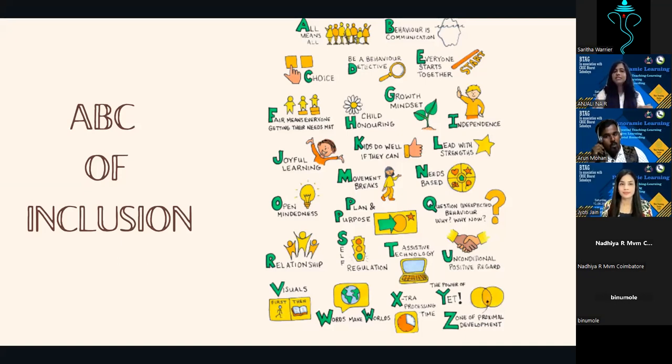It is the space between what a learner can do without assistance and what a learner can do with assistance or in collaboration. So that zone between what he can do on his own and what he can do with the assistance of someone is known as the zone of proximal development. So this is the ABC of inclusion for every educator.